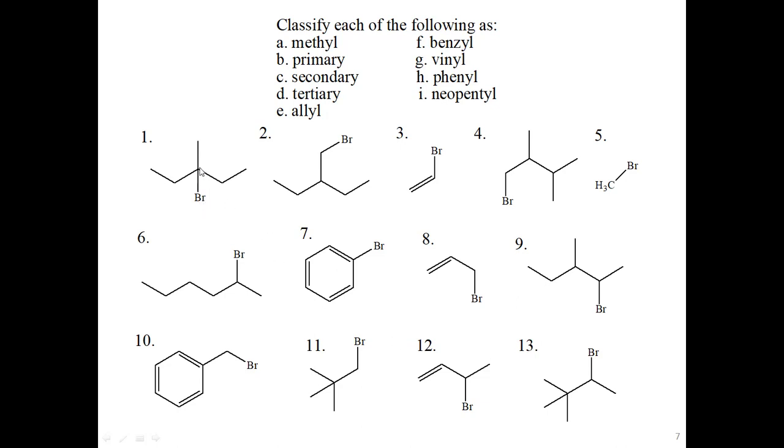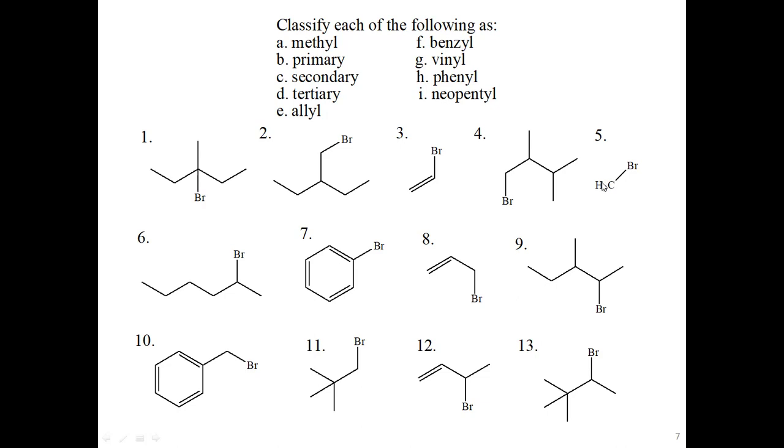Okay, so the first one I see, the carbon with the bromine has three other carbons attached. That's going to be tertiary. I look at the carbon with the bromine, I see one other carbon attached. That's going to be primary. I look at the bromine directly attached to the double bond, that's going to be vinyl, not very reactive. I look at the carbon with the bromine, there's one other carbon attached. That's going to be primary.